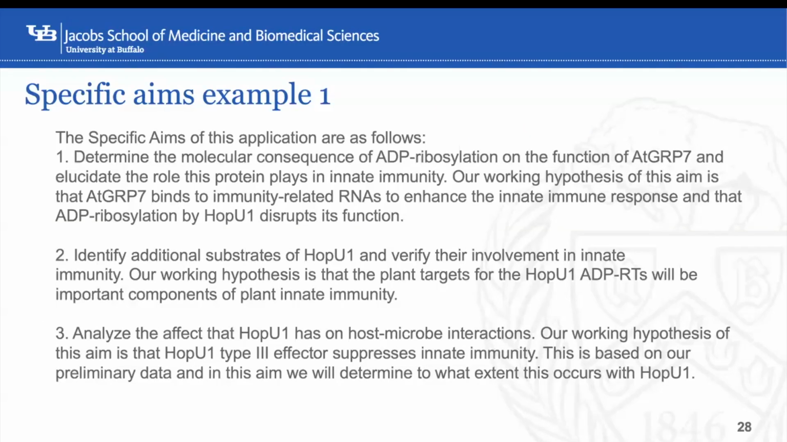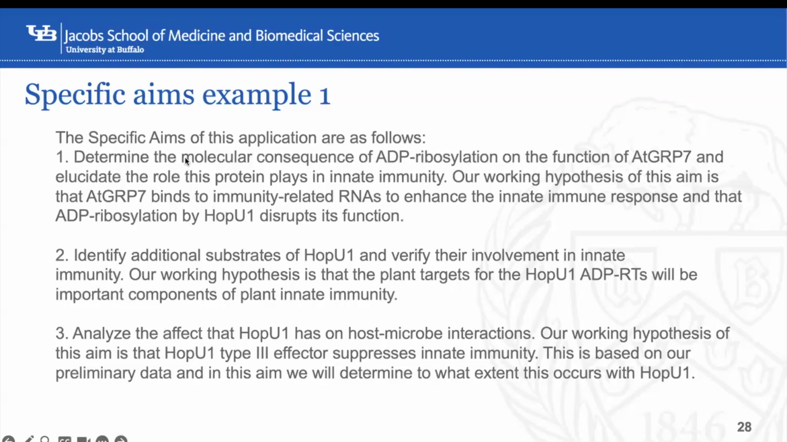So here's an example. This is that grant whose aims page you guys read. This is what the specific aims for that one look like. Okay. Again, they're very basic. The one thing that these don't include is an approach of how they're going to do it, which I like to see, but again, it depends on your grant.